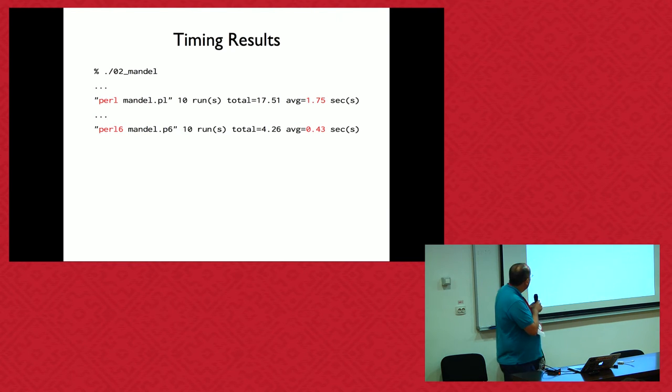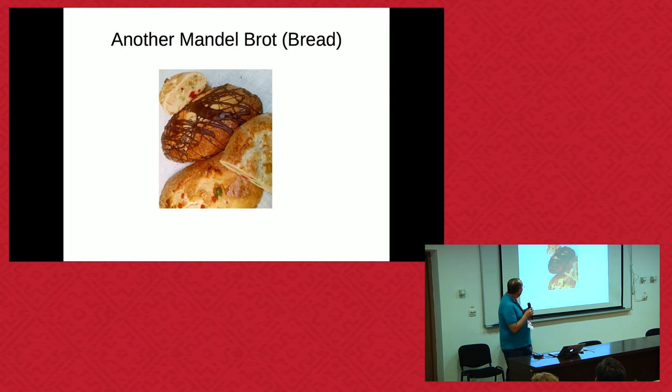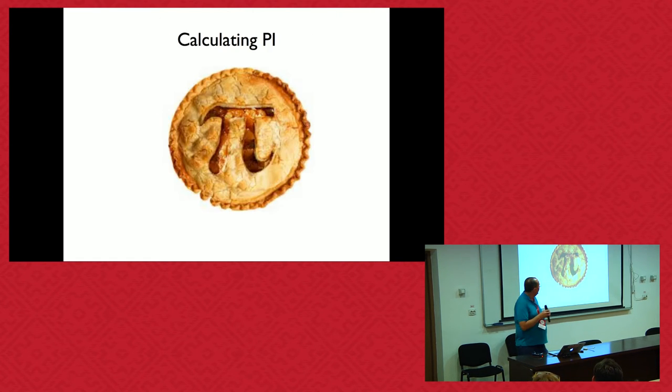Okay, so timing results again show that Perl 6 is a lot faster. And that's the actual, oh, you can't see that very well, but that's basically a Mandelbrot, which is just ASCII art. Okay, so that's not very interesting because it's black and white, so I thought I would show a color Mandelbrot, a Mandelbread. Okay, from bread to pi and calculating pi.